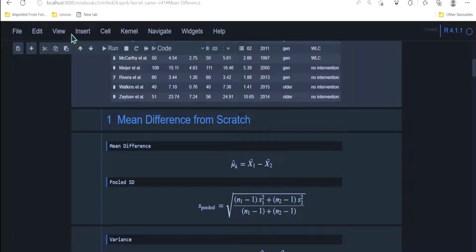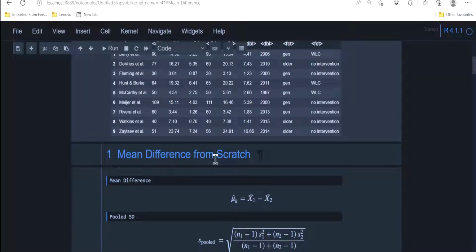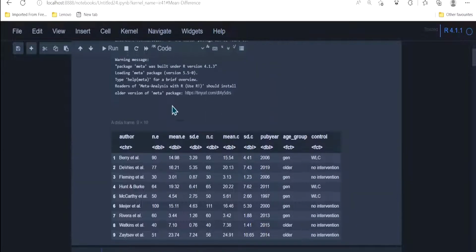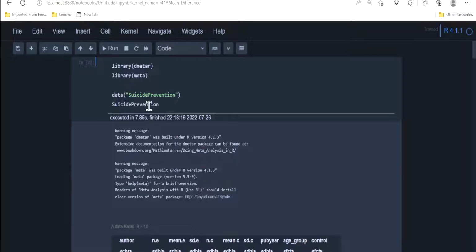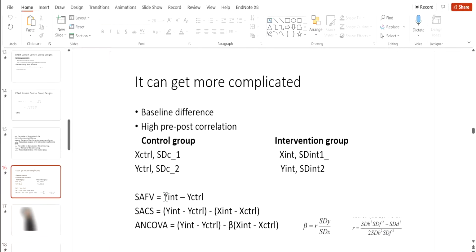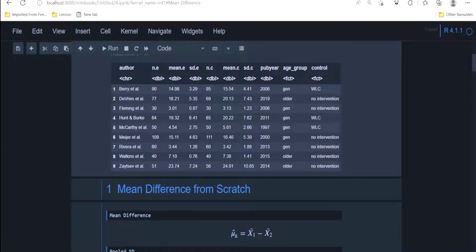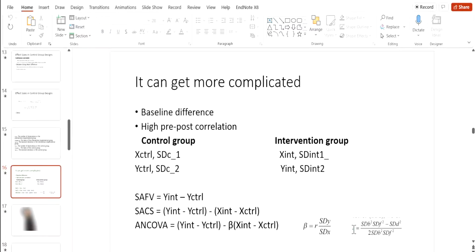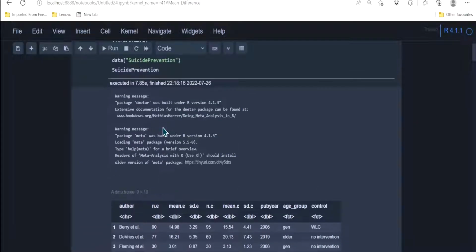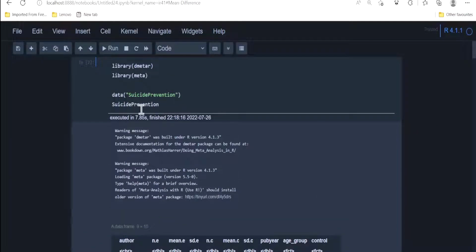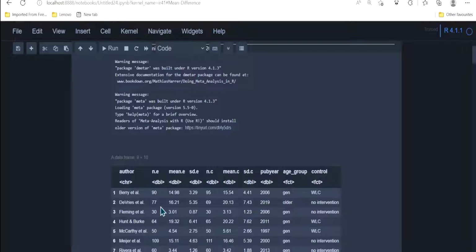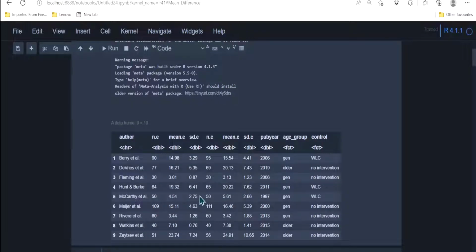But for today, I want to show you how to do mean difference from scratch without using any package. So we will pool effect sizes from scratch. The first thing we need is data. Because we are going to do mean difference, not standardized mean difference, I will have to assume the scale of measurements is similar. The data we need is like suicide prevention data. I believe the scales of measurement are different, but just for this tutorial, I will assume they use the same depression scale.